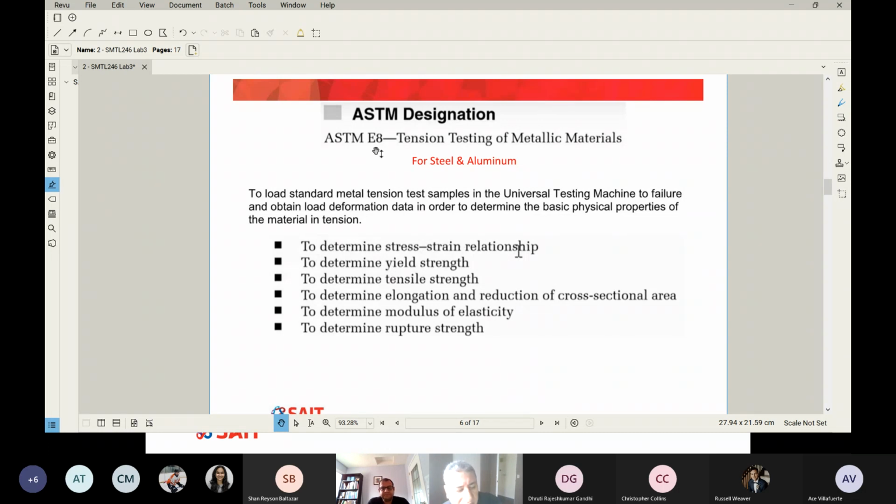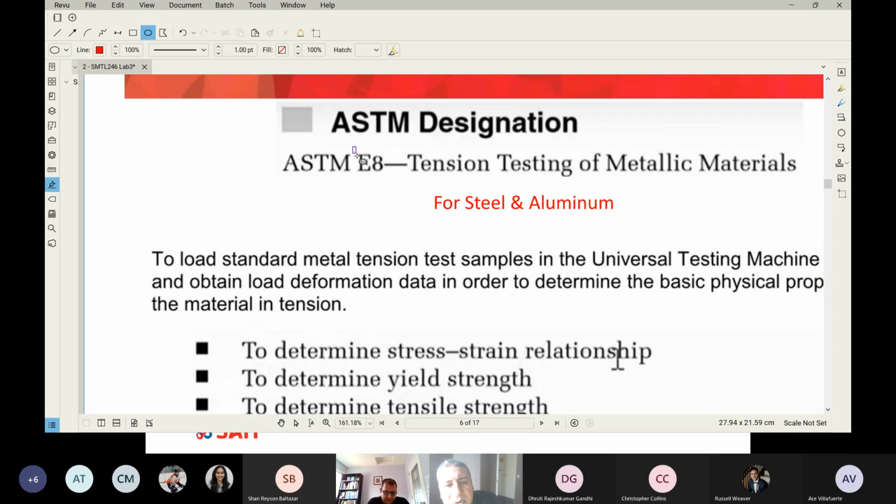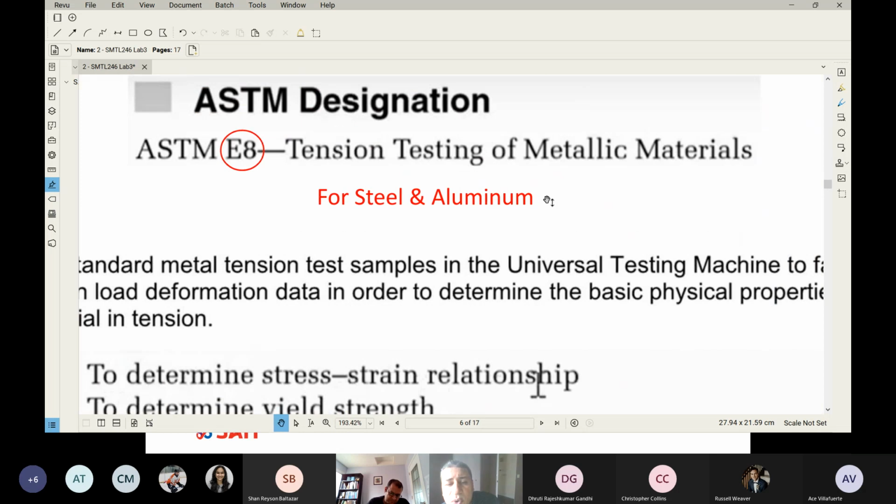Now, our test has a designation, the name of this test is a number called E8, and please remember this, E8, because this is one of the quiz questions. It will ask you what is the ASTM designation of the test. And so the ASTM E8 is a test designed for testing metallic materials in tension. And it can be used for steel or aluminum. Same test, exactly the same test.